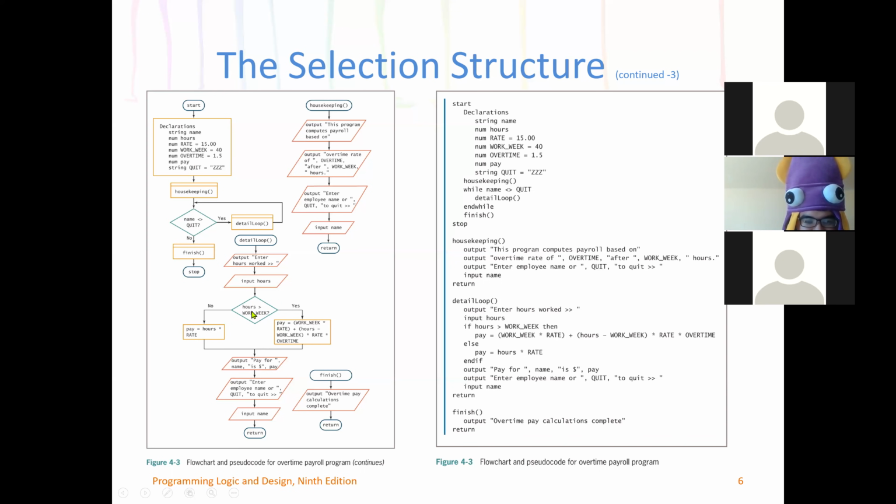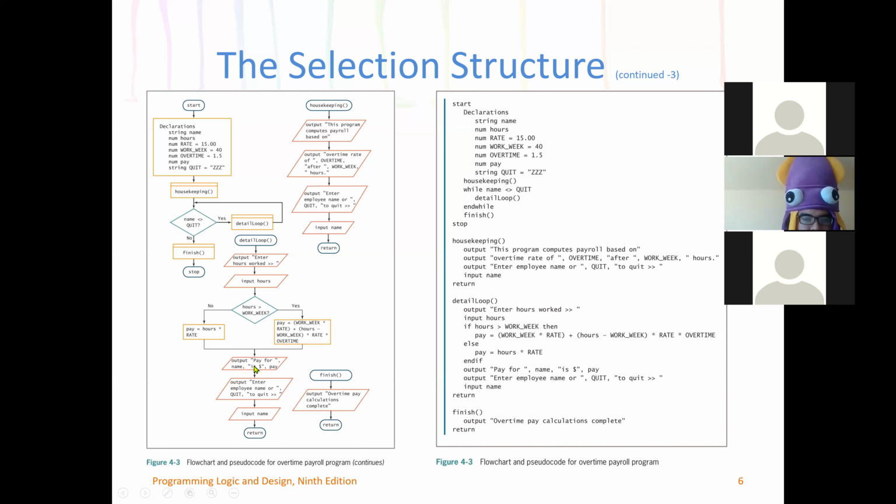Now this is again a two-way selection statement or control structure. You have a condition: hours worked is greater than work week. If it's yes, calculate the regular pay plus overtime. If it's no, then the worker didn't work any overtime, so we just multiply the hours times the rate. That's it. Then from there, we are going to print.